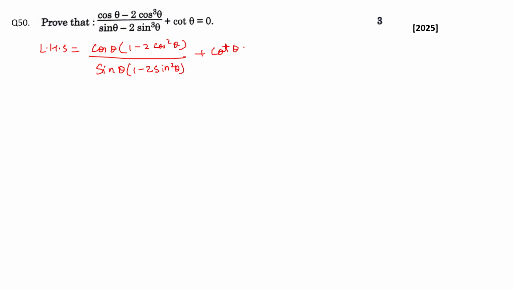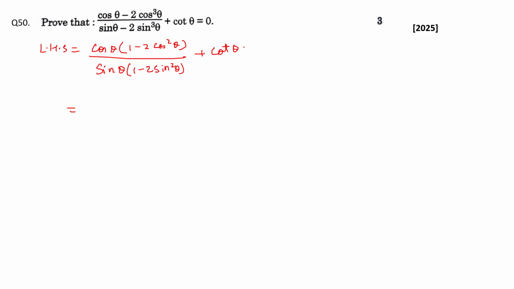Question 50. Prove that (cos theta minus 2 cos cube theta) by (sin theta minus 2 sin cube theta) plus cot theta is equal to 0. So take the LHS. In the numerator, take cos theta common. So it is 1 minus 2 cos square theta. In the denominator, take sin theta common. So it will be 1 minus 2 sin square theta, plus cot theta.